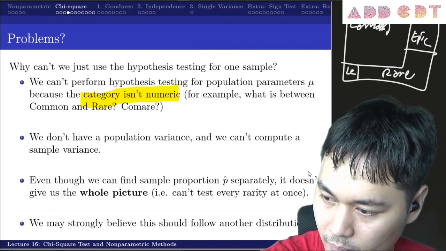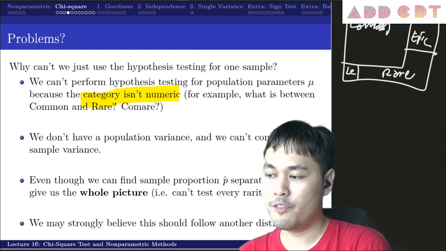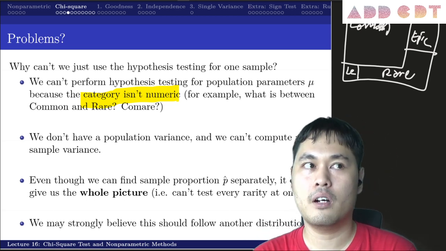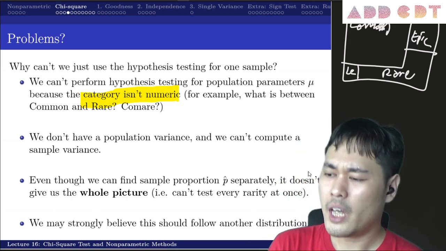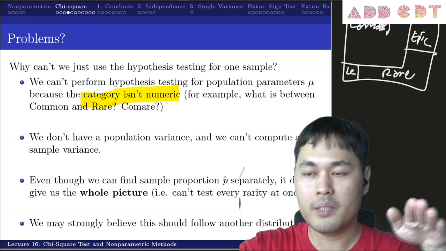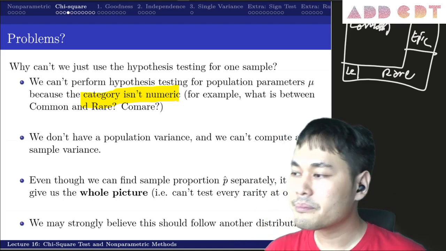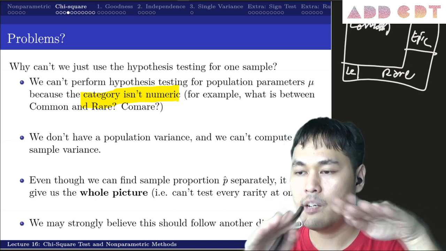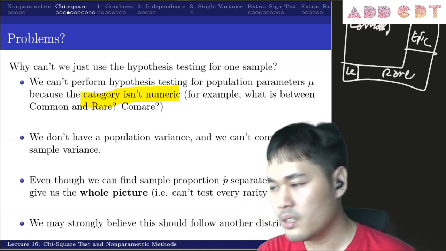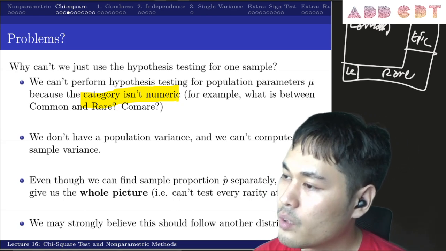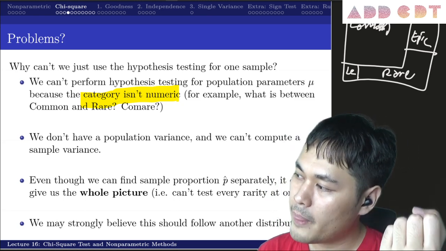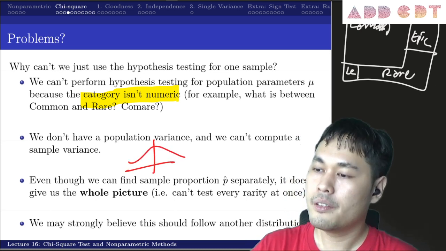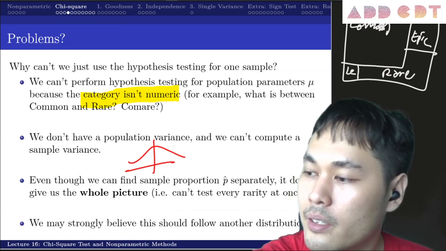We may also believe that this follows another distribution. To perform the hypothesis testing for the previous two weeks, we assumed that this is a bell curve, a nice curve right there. What if it is different? What if it is skewed to the left, to the right, or flat, or some crazy shape? So we cannot start with the assumption that it is a nice bell curve. So these are all the problems why we can't just do the same thing.